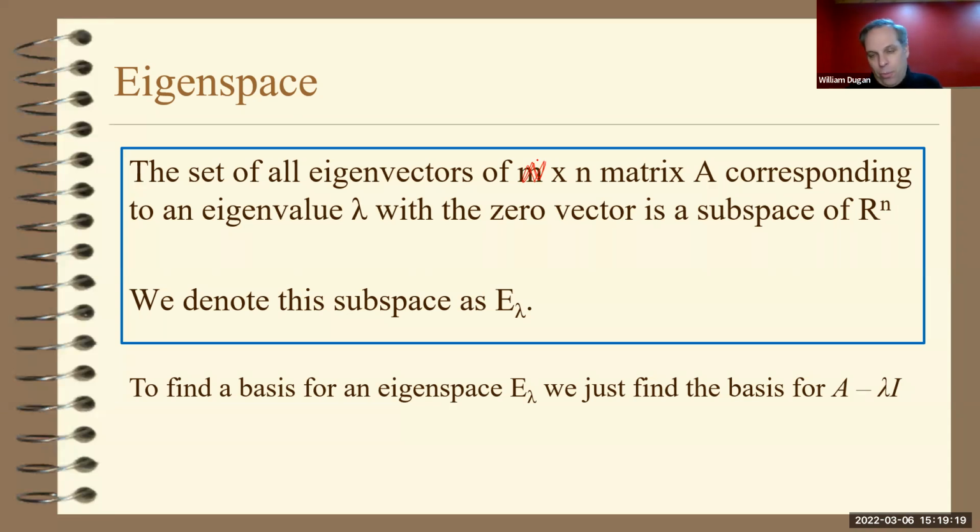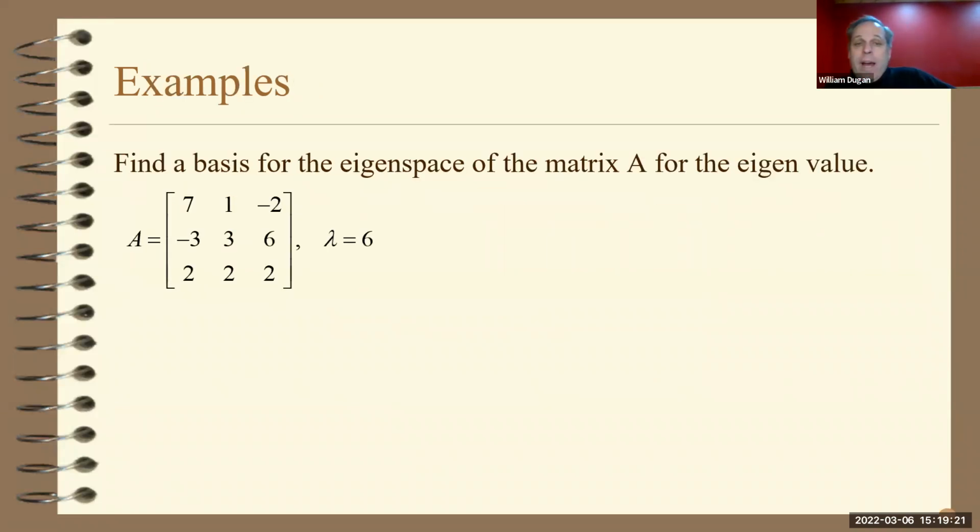So as an example, I'll show you what I mean. Let's find the basis for the eigenspace of the matrix for the given eigenvalue of 6. Again, you're probably wondering, how do I know 6 is an eigenvalue? That's coming in future sections. We can't do it in general yet, but we can do it for 2x2s, just not yet.